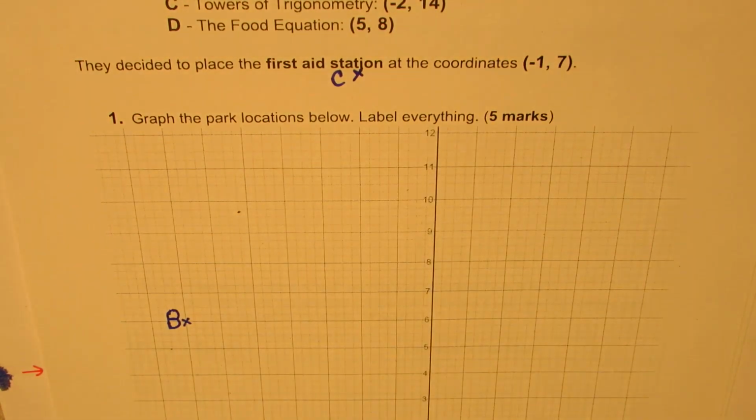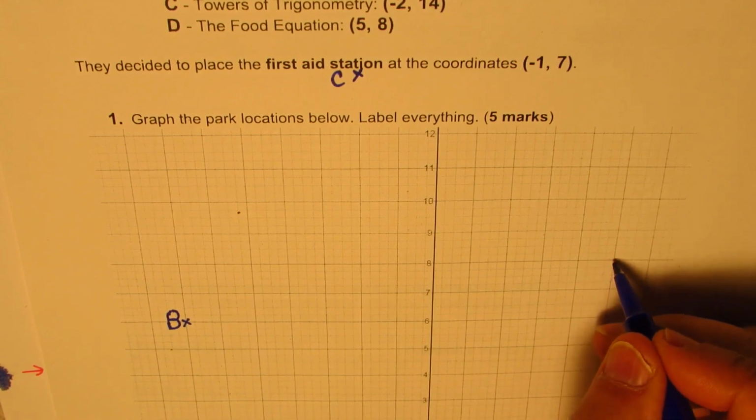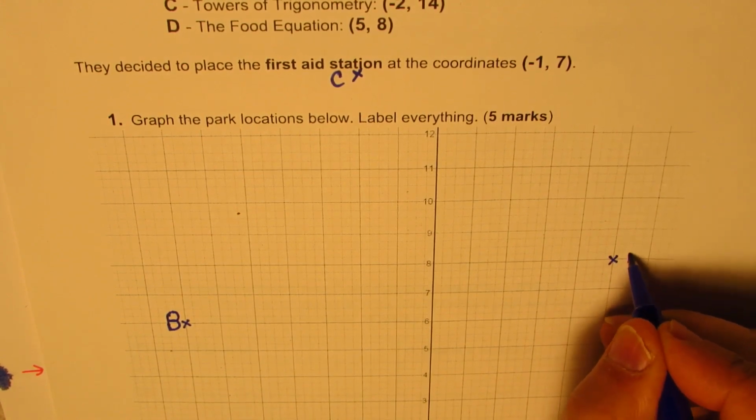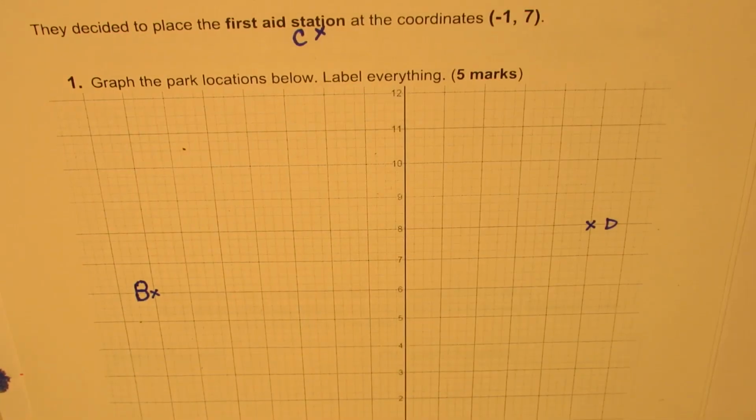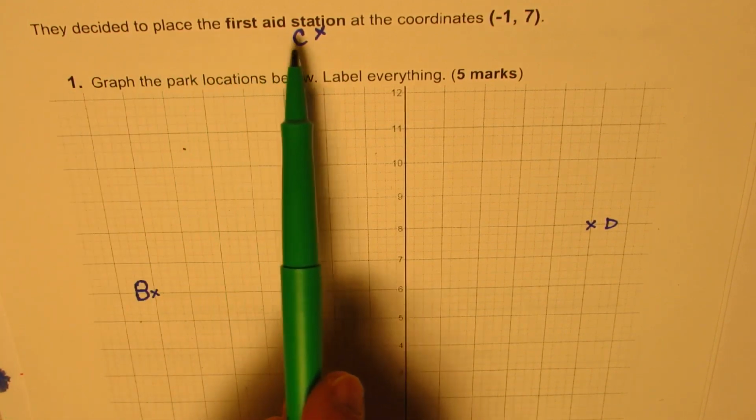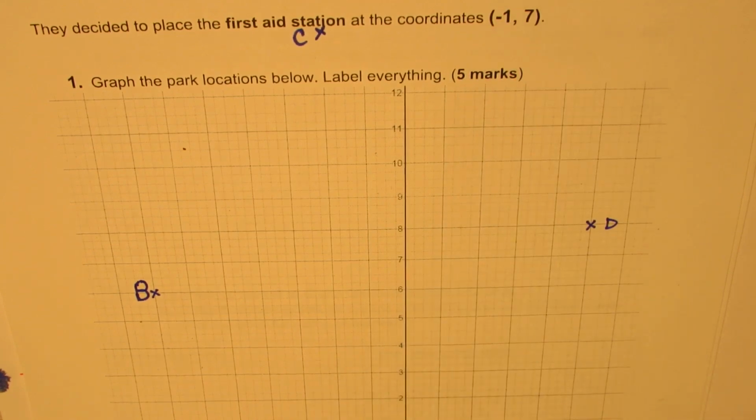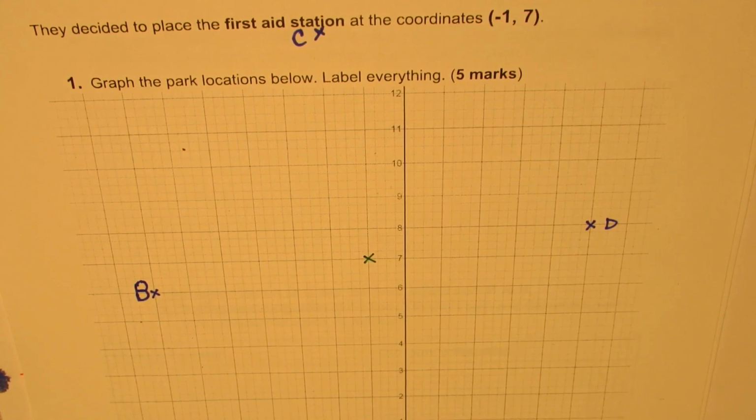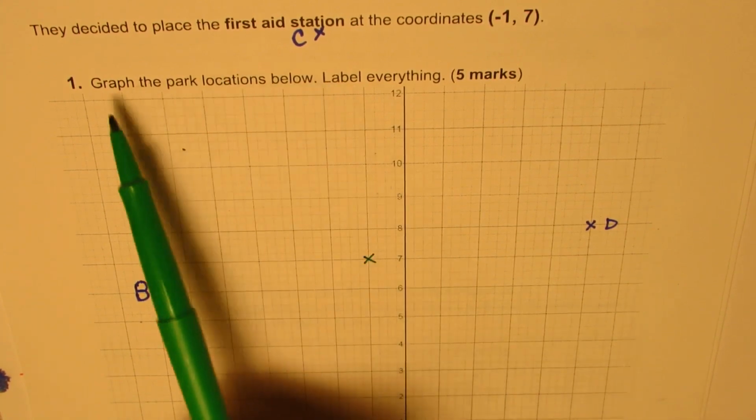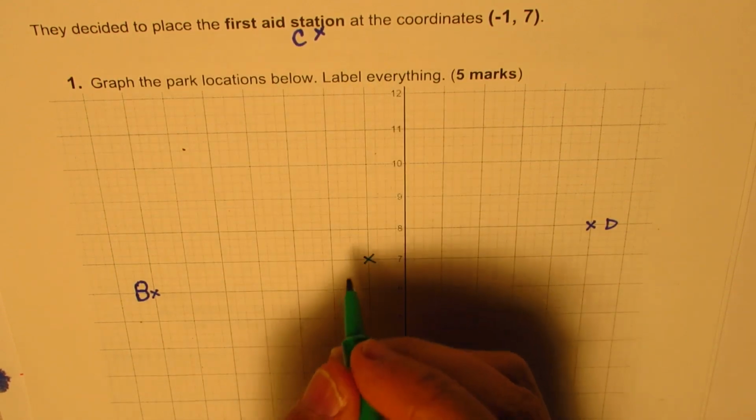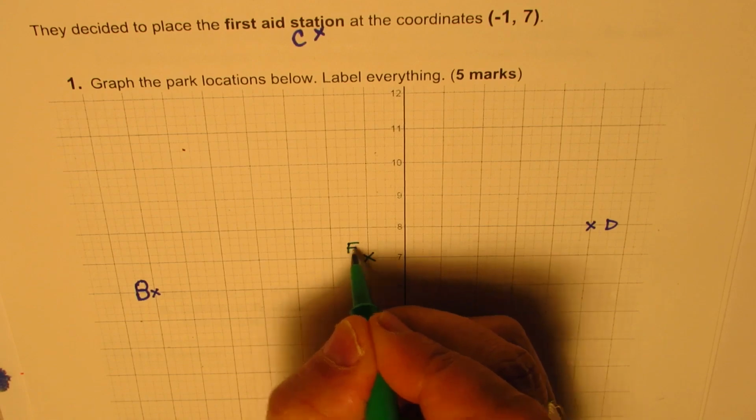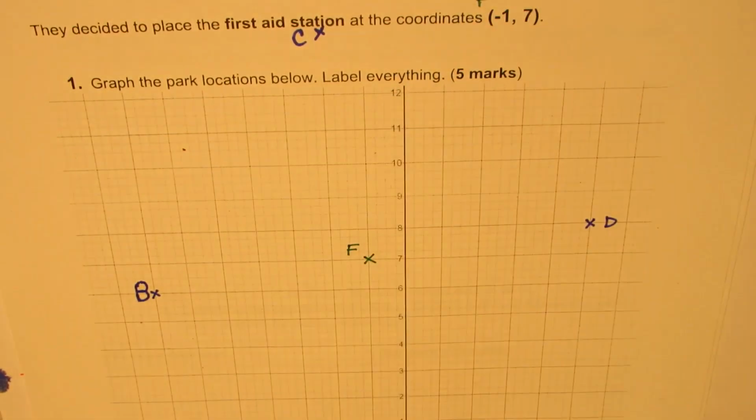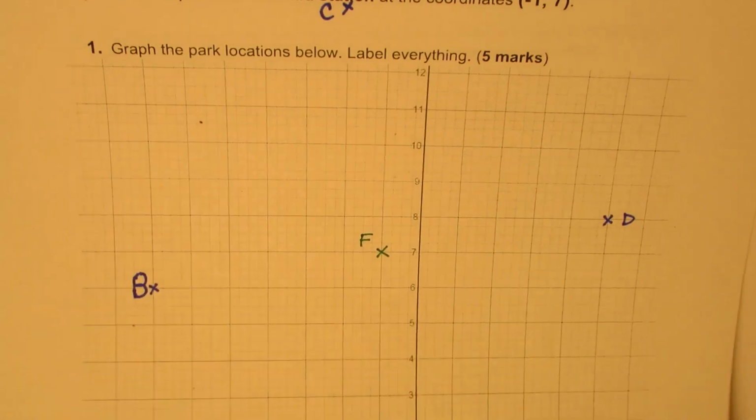-2 and 14. D is the Food Equation, 5, 8. So 5 and 8. These are the 4 points which we have marked. And now it is saying that they decide to place the first aid station at the coordinates -1, 7. So -1 and 7 is this coordinate. Let's label this as first aid. Let me write this as F, so we'll call this point F for first aid. Let's move on to the next page to see what question number 2 is for us.